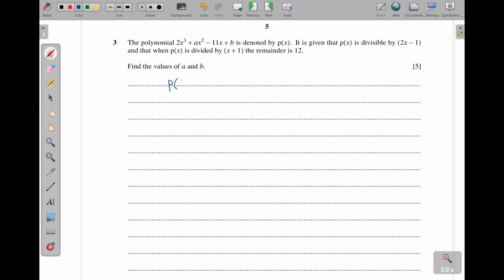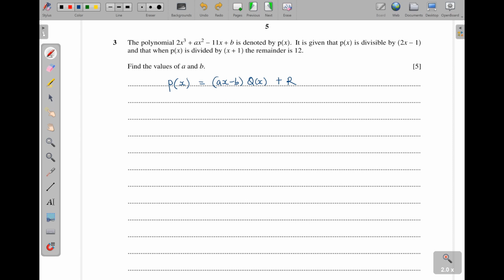So p of a half, because when you equate this one to 0, it will give you a half. So p of a half is equal to the remainder, which is 0. Usually we say that p of x is equal to, let's say, ax minus b, that is the divisor, then times the quotient, then plus the remainder. So if x here is equal to b over a, that means this one will be 0, then this whole thing goes. So when you put b over a in here, you actually remain with the remainder. So that's why we call it the factor remainder theorem.